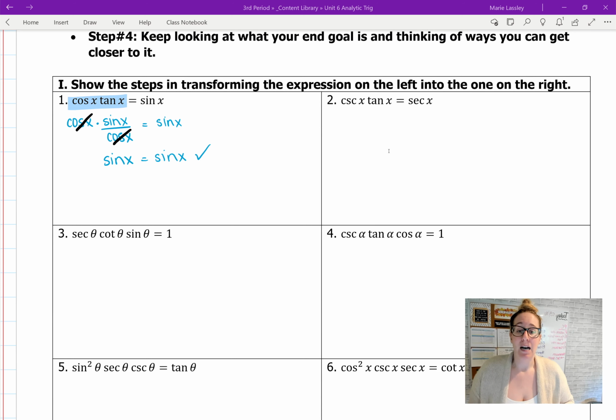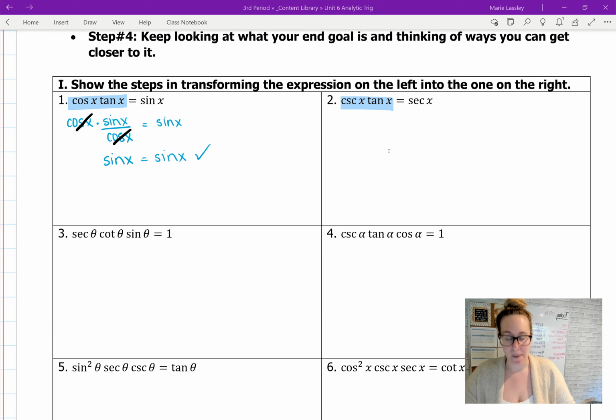All right. We're going over to number 2. Again, we start by picking the side we want to work with. I think, again, the left-hand side looks a bit more complex, so I am going to work with the left-hand side. Our goal is to get cosecant times tangent to equal secant.